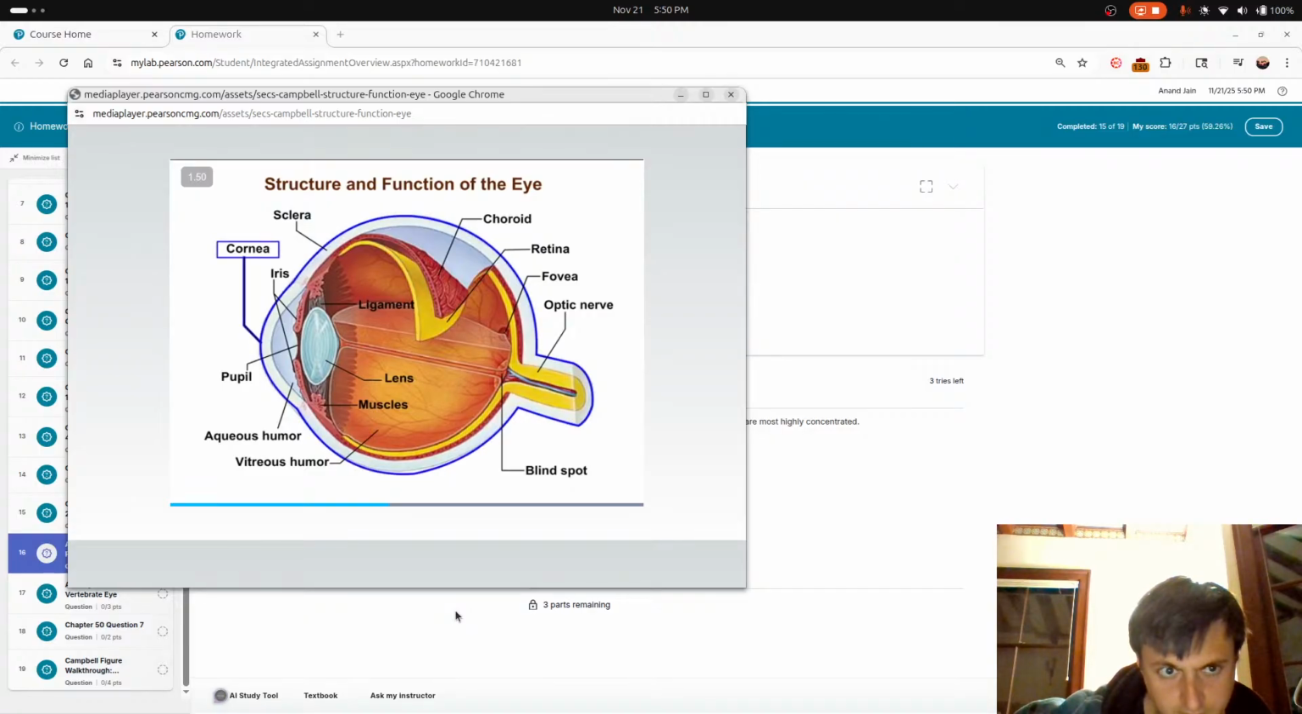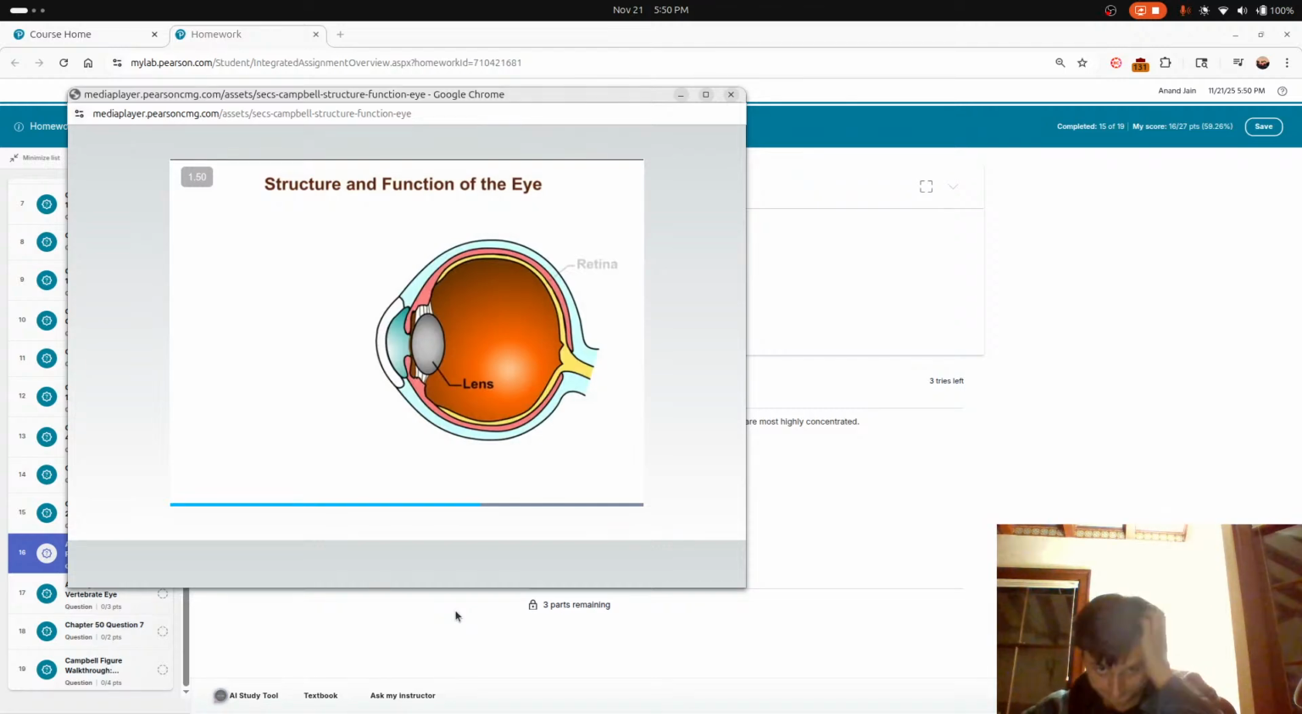The cornea is the transparent part of the sclera that lets light into the eye. The choroid is the middle pigmented layer of the eye. The vitreous humor is a jelly-like material that helps the eye hold its shape. The aqueous humor is the liquid that helps supply nutrients to eye structures. Accumulation of this liquid can cause glaucoma.